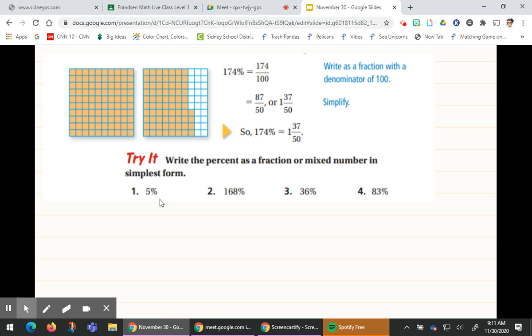Okay, I'm seeing quite a few of us with the same answer. There's a few with a different answer. All right, go ahead and erase. I'm going to show you what that is. 5 over 100 is the same as 1/20th. I can divide both the top and the bottom by 5, and when I do that, I get 1/20th as a fraction. Okay, go ahead and try number 2, please. Get your markers out.